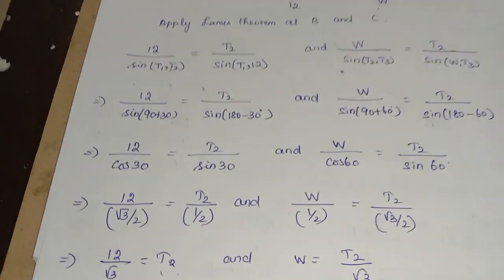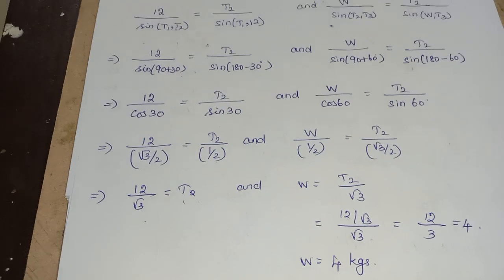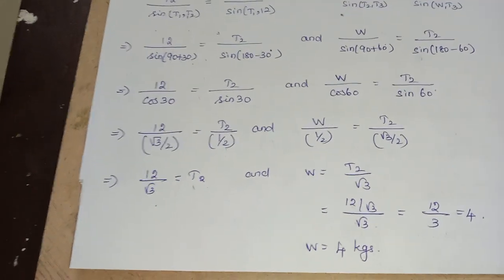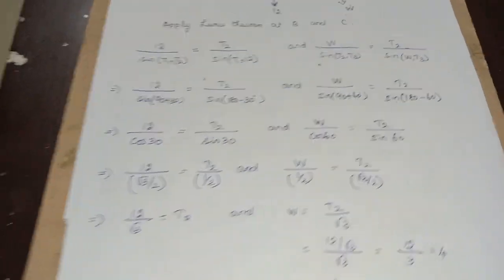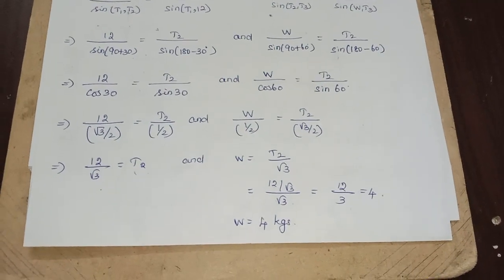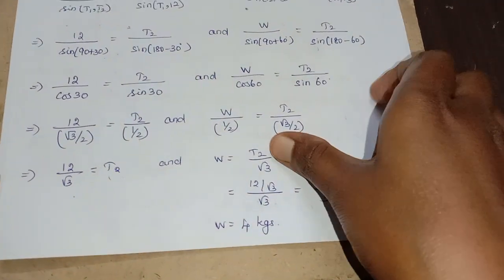So what do I get finally? W equal to T2 by root 3, or simply W equal to, instead of T2 what can I substitute? 12 by root 3. If you substitute the values, finally I am getting W as equal to 4 kgs. Okay, right. Then next problem.